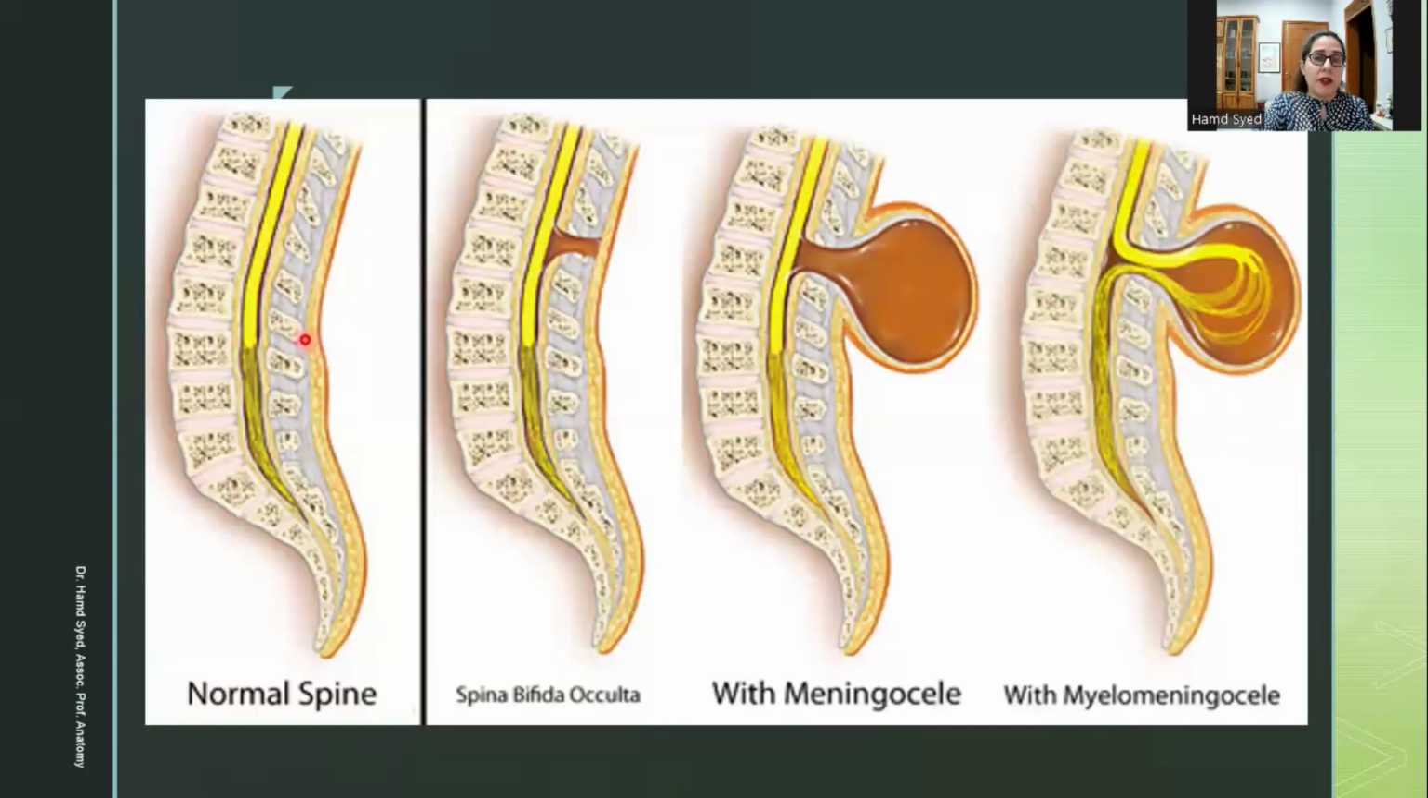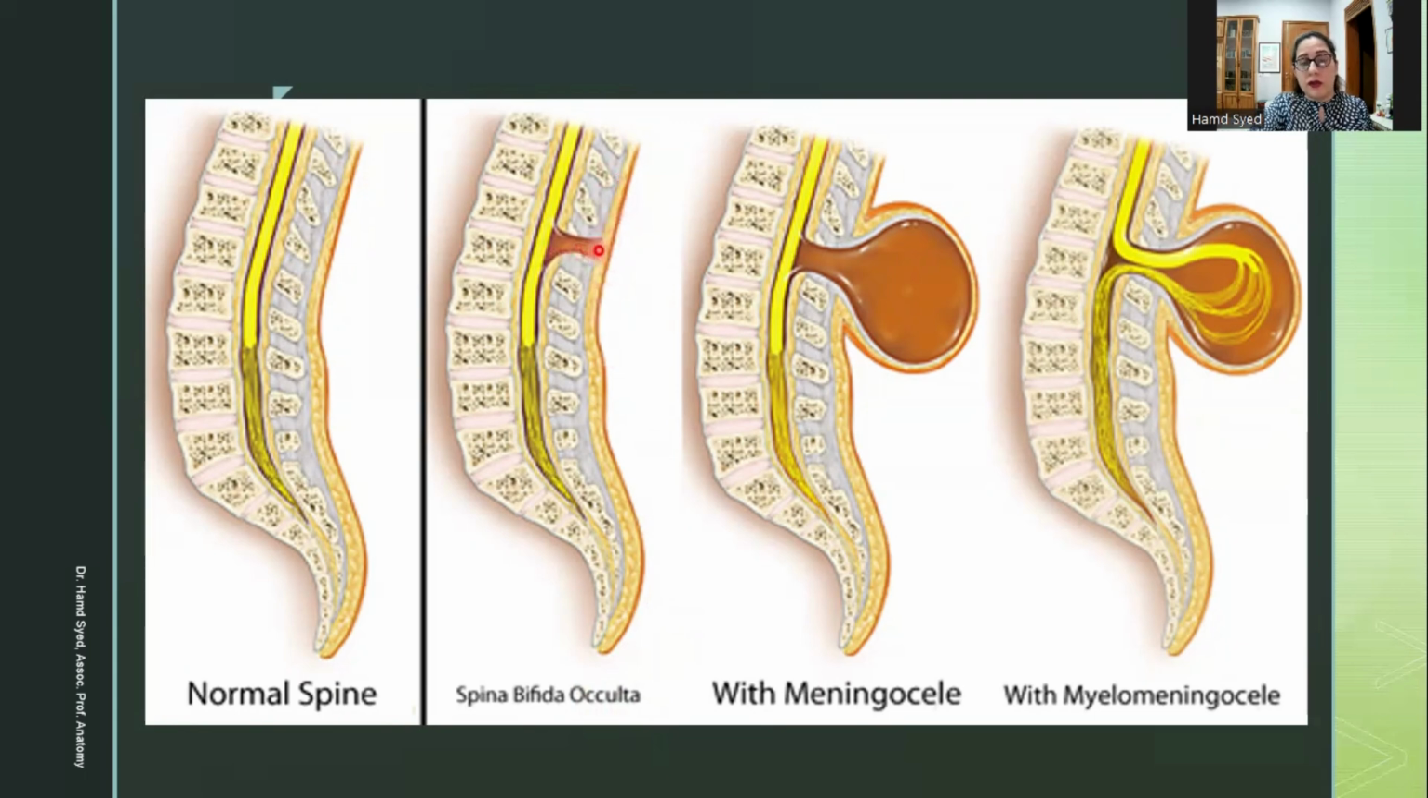Here is the sagittal section through the spine. This is the normal spine, so we can compare it with the different types of spina bifida. The spina bifida occulta. Occulta is the type of spina bifida which is not so obvious on the external appearance. The word occulta literally means hidden. So on the surface, the skin is covering the defect.